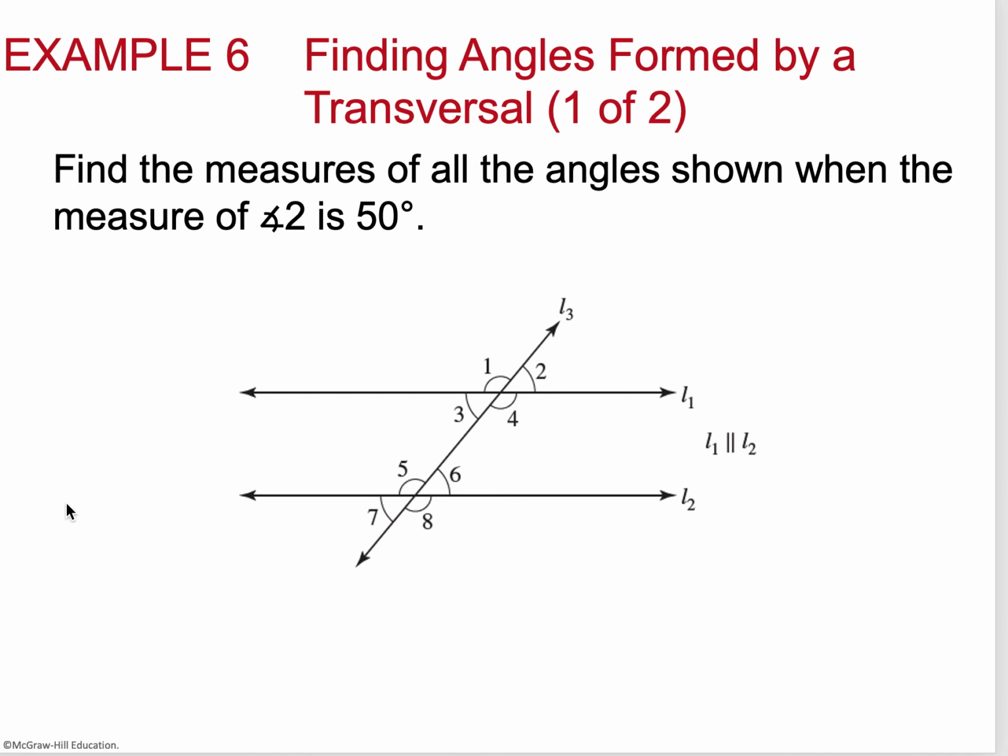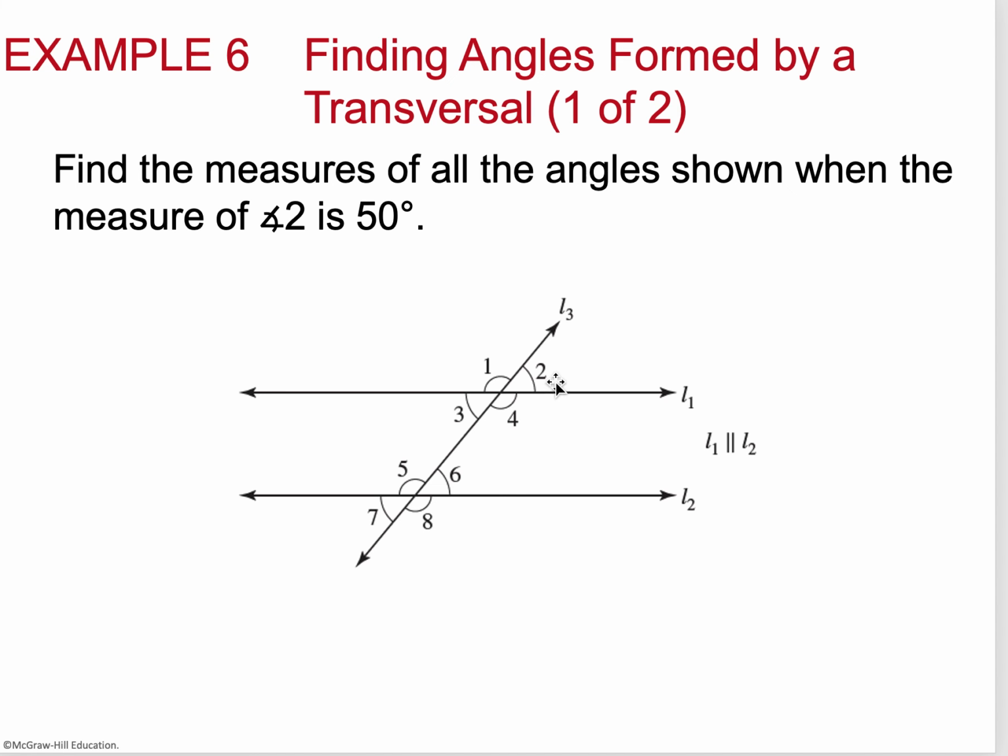Now we're going to look at an example. If I know that angle 2 is 50 degrees, I want to find the measure of every other angle. Well, if angle 2 is 50 degrees, I know that angle 3 is also 50 degrees because they are vertical angles. I also know that 2 and 7 are alternate exterior angles, which means angle 7 is also 50 degrees, and then angle 6 is also 50 degrees by vertical angles. Now I'm kind of stuck because I need 5, 8, 1, and 4.